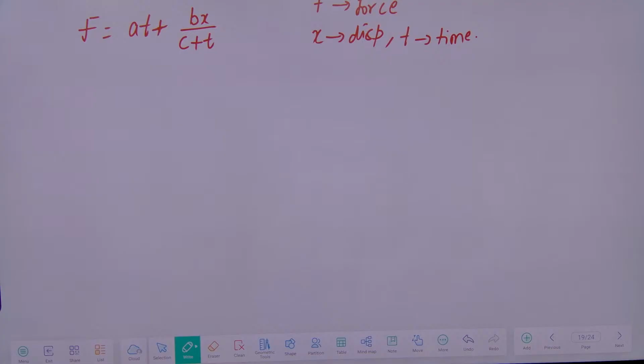Take AT. That AT should be balanced by MLT power -2, because each and every term of the left hand side should be balanced by the right hand side. What is the dimensional formula of the left hand side? This is the left hand side. AT should be balanced by MLT power of -1.